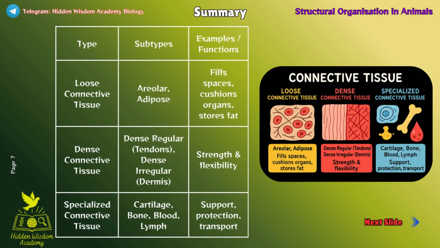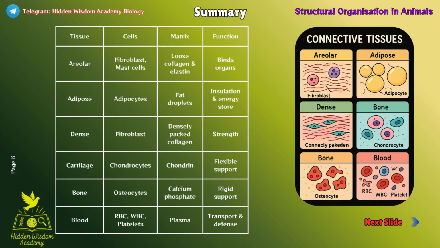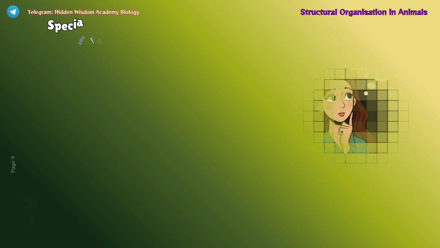Let's quickly summarize connective tissues. They are of three main types that are loose, dense, and specialized. Loose tissues like areolar and adipose help in connection and cushioning. Dense tissues like tendons and ligaments give strength and support. Specialized tissues like cartilage, bone, and blood help in support, protection, and transport.